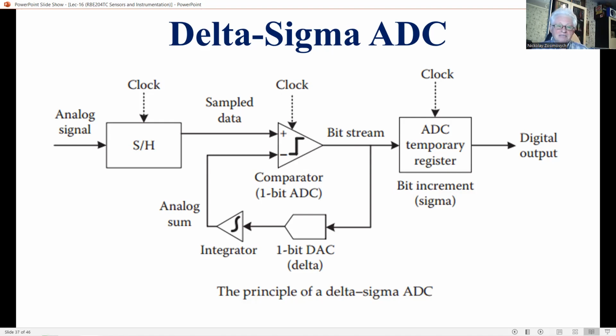The word sigma is used because the delta values are added to form the digital output. Greek uppercase sigma is normally used to denote summation. There are several other variations of delta sigma ADC. In them, typically, the integrator is located in the forward part of the feedback loop after taking the difference between the sample data value and the output of the 1-bit DAC. Then, the 1-bit ADC generates a bit stream whose bit density represents the sample data value.